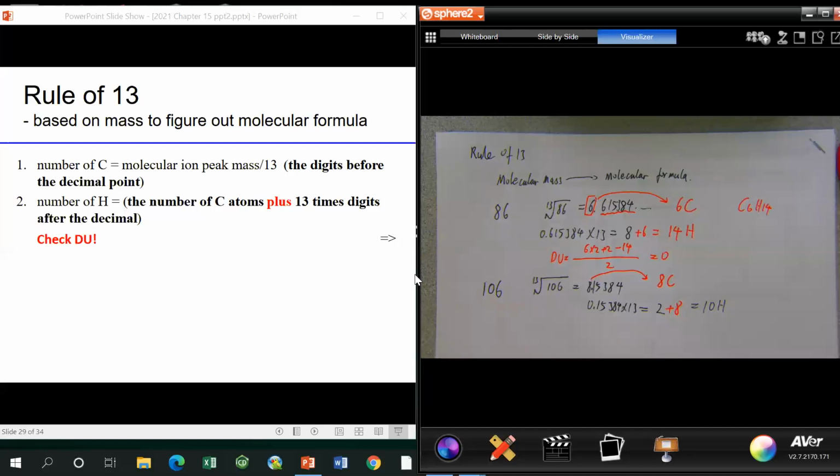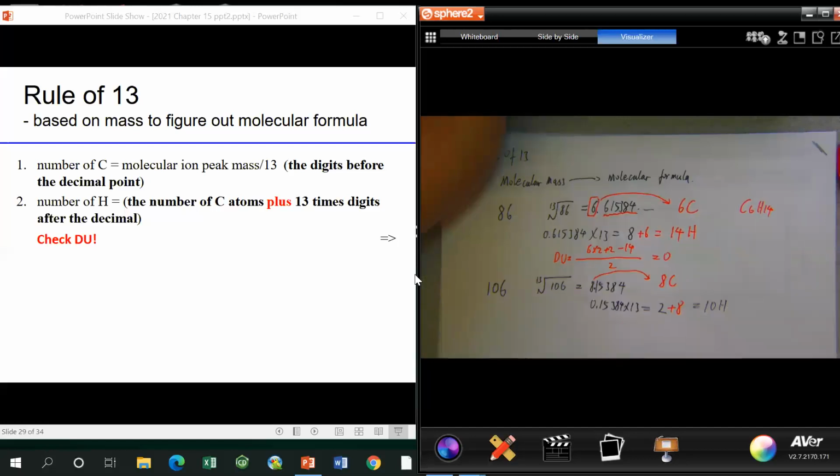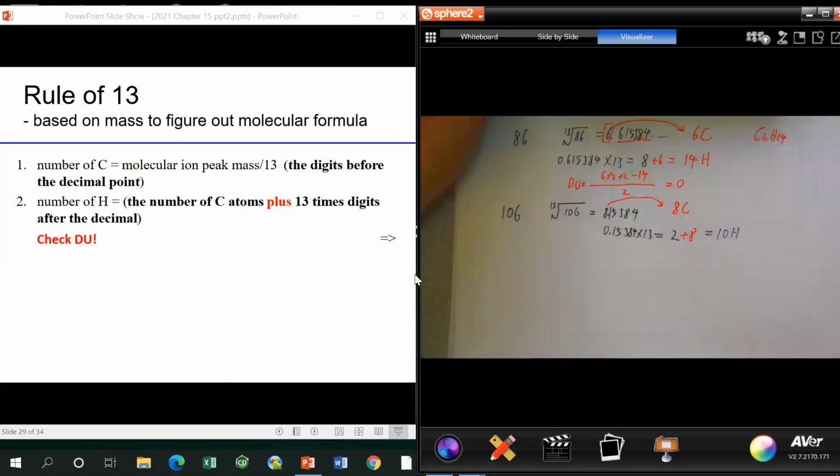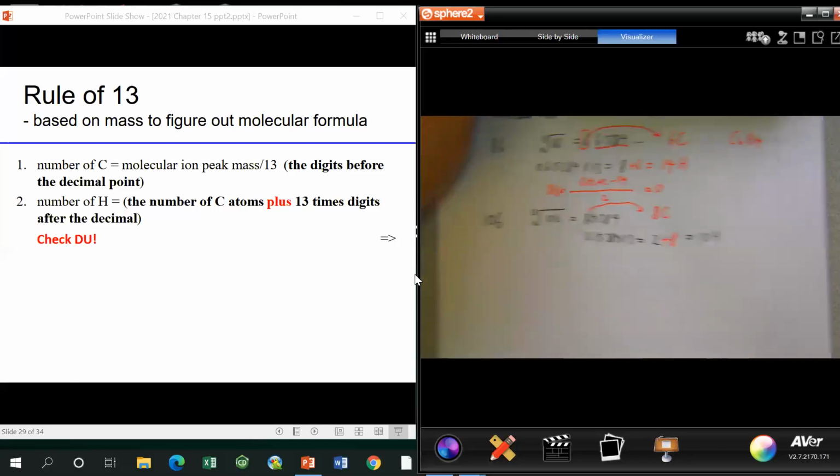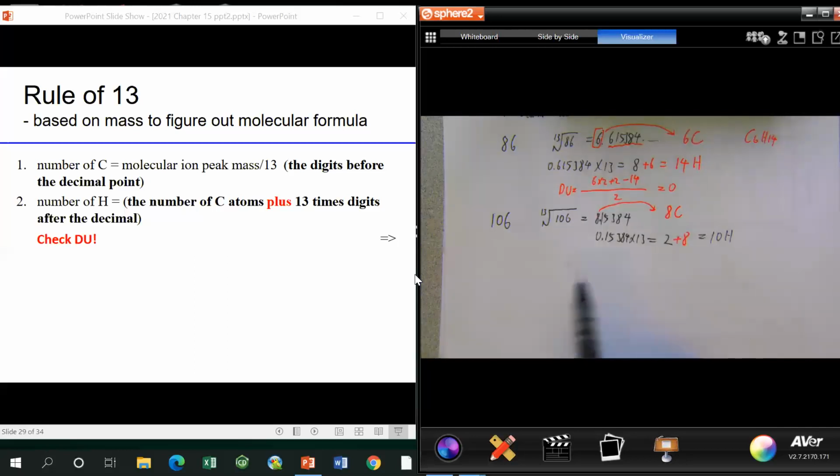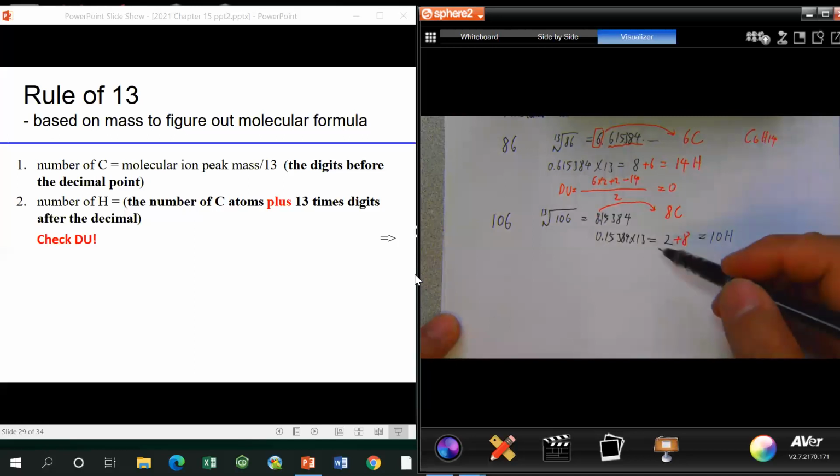In reality, one molecule can have other atoms than hydrogen and carbon. It can have oxygen, carbon, hydrogen, and nitrogen, sulfur, chlorine, bromine. So if you find some other atom in the molecule, you have to do some kind of replacement.